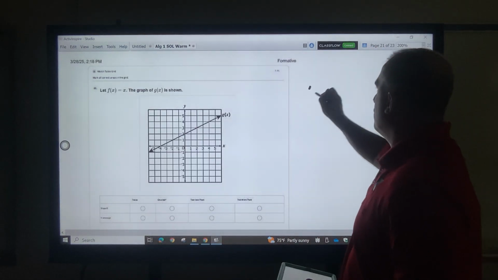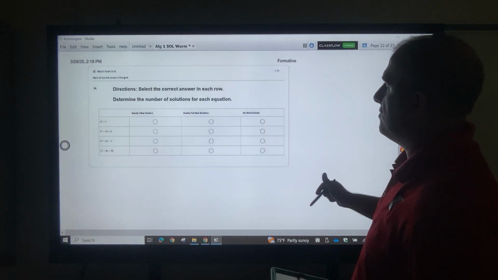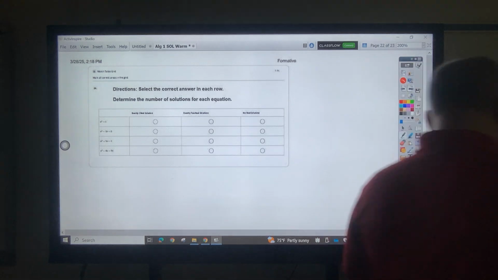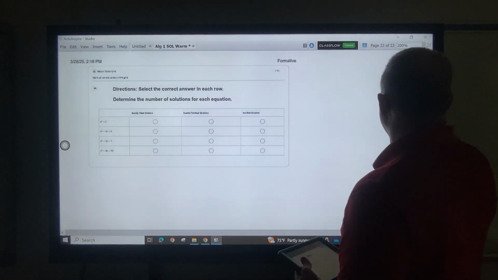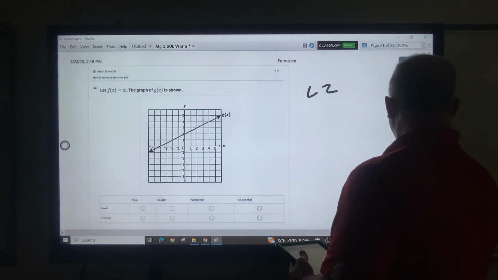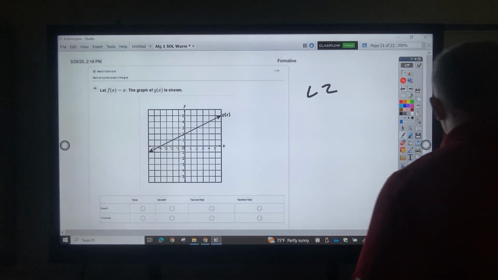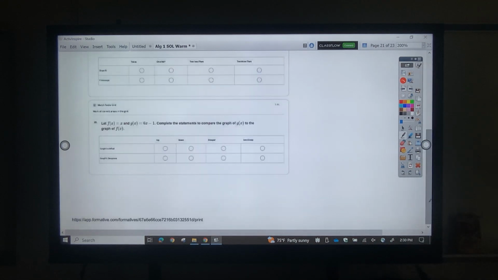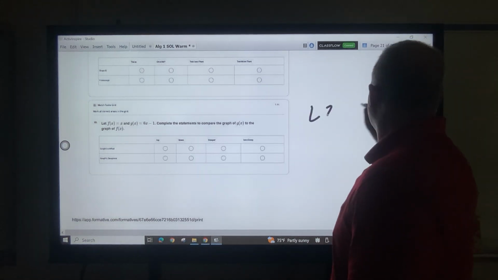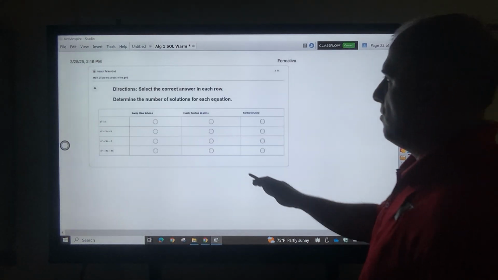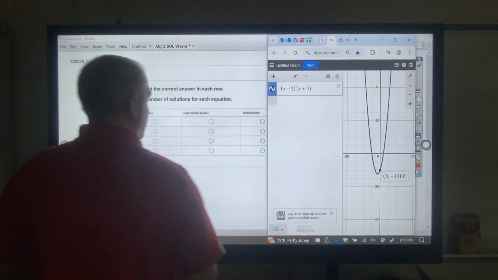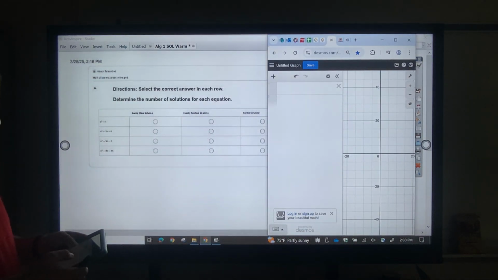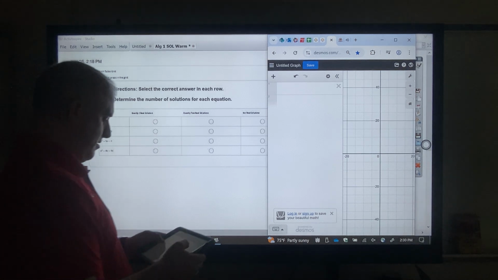22, this is a level 2. These are the transformation ones. 23 is also a level 2. We'll get to those in a second. This one, which ones have the solutions? So all I got to do is graph these.